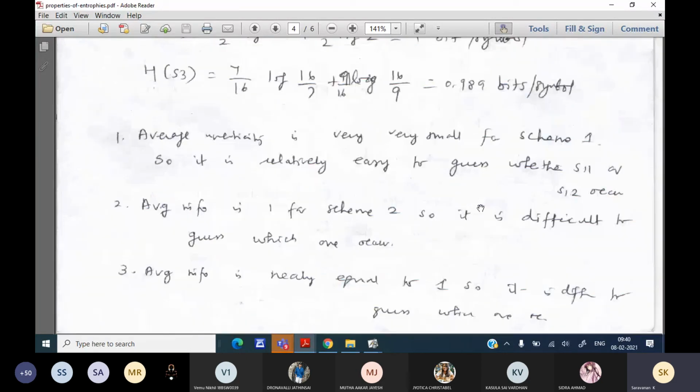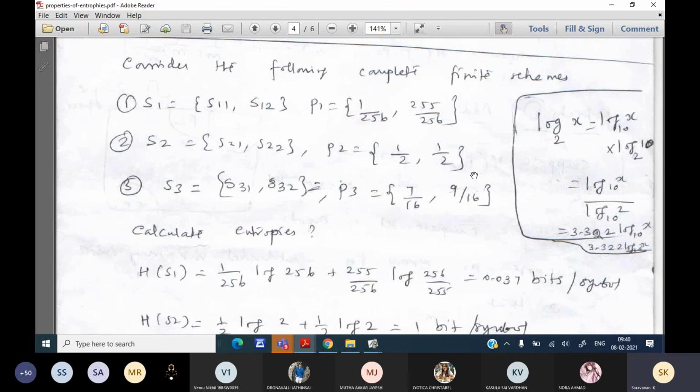So it is not easy to guess which event is going to occur for the third one. Whereas for the first one, you can easily guess. So can you guess and tell me which event is going to occur? Because from the probability itself we can say, right? Whether S11 is going to occur or S12 is going to occur, you can say immediately. S12, sir. Yeah, very good. Because this has the highest probability, so the probability of occurrence for this is going to be high. So S12 is going to occur, right?